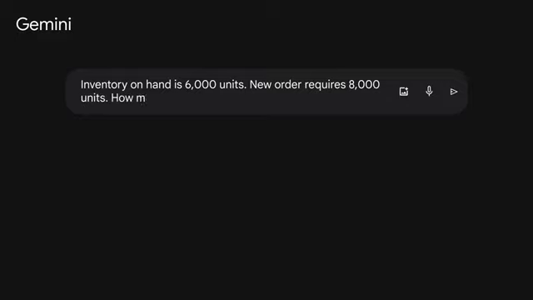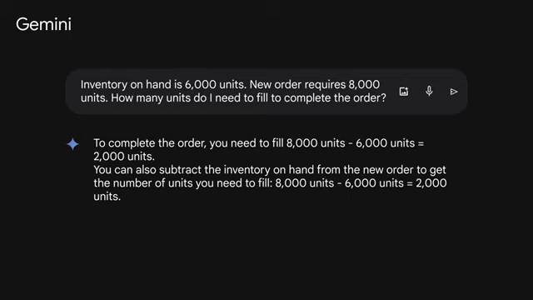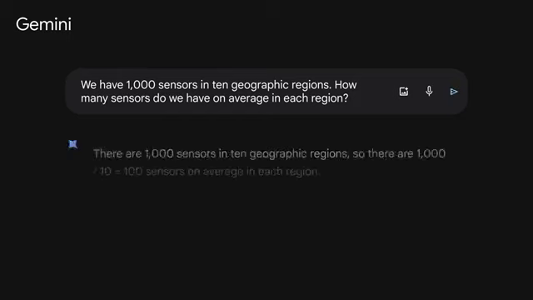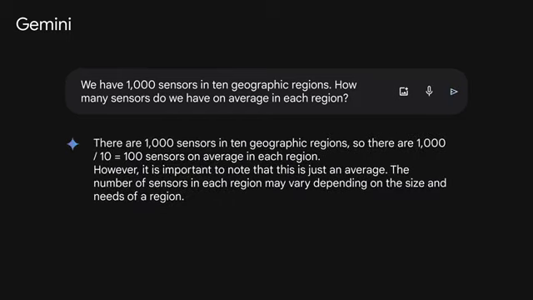Here's another question. Inventory on hand is 6,000 units. A new order requires 8,000 units. How many units do I need to fill to complete the order? Again, Gemini answers the question by performing the calculation. And our last example, we have 1,000 sensors in 10 geographic regions. How many sensors do we have on average in each region? Gemini answers the question with an example on how to solve the problem and some additional context. So how is that? In each of our questions, a desired response was obtained. This is due to prompt design.